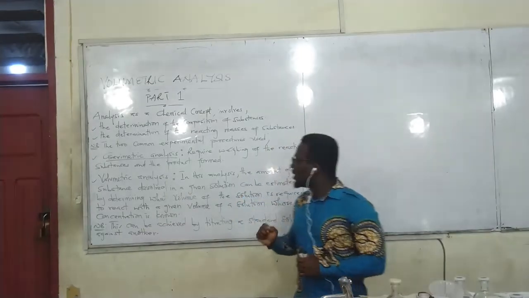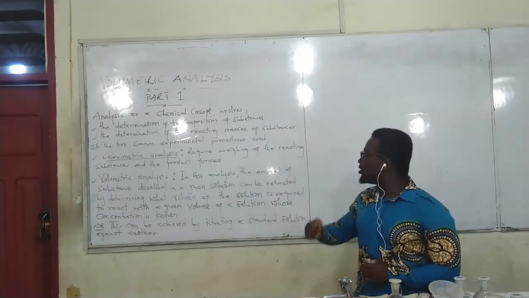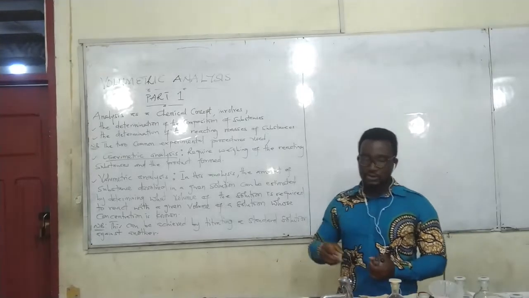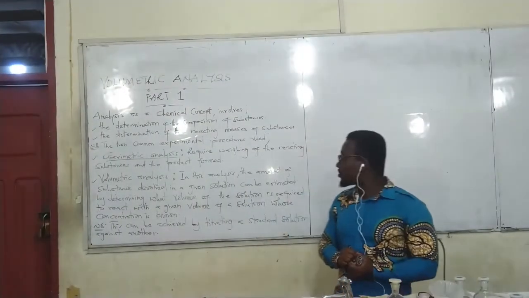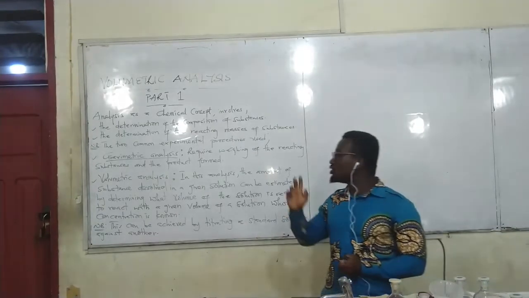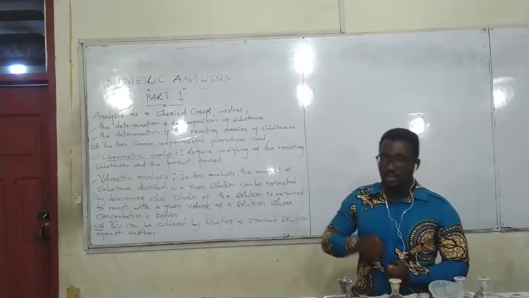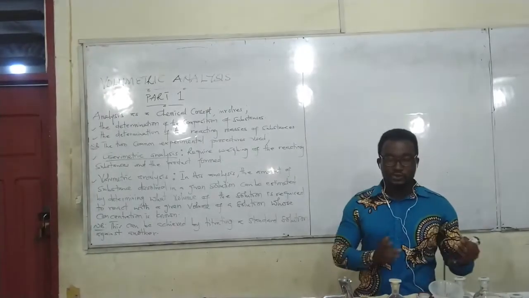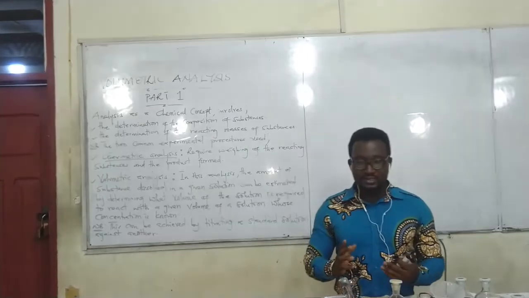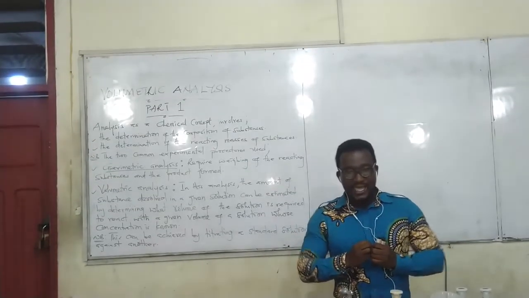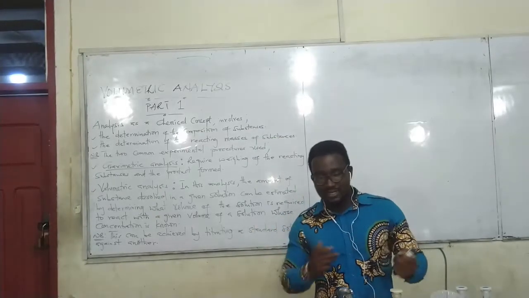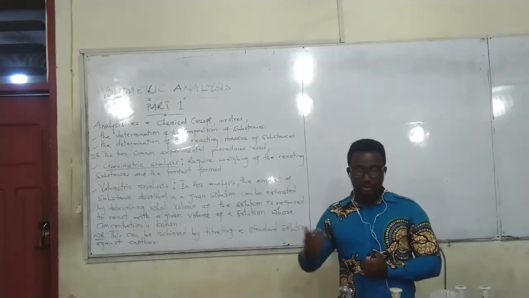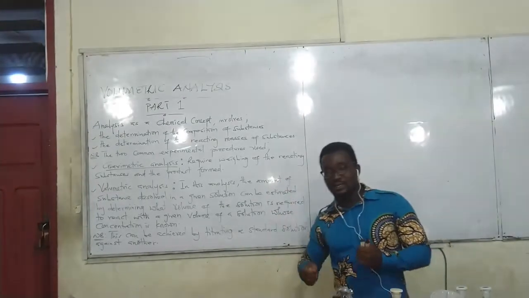One, the determination of the composition of substances. So we are going to look at the actual composition of substances so that we know which nature of substance that is. Two, the determination of the reacting masses of substances. So we are also going to look at two or more substances interacting, and with what mass they are interacting. That is what we are going to also consider. We can also go through analysis and determine that.